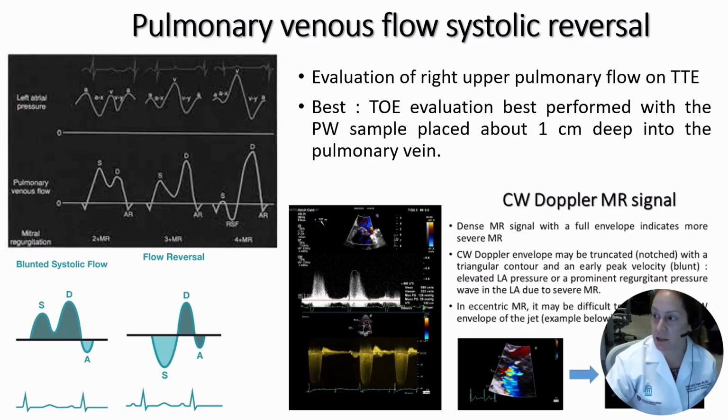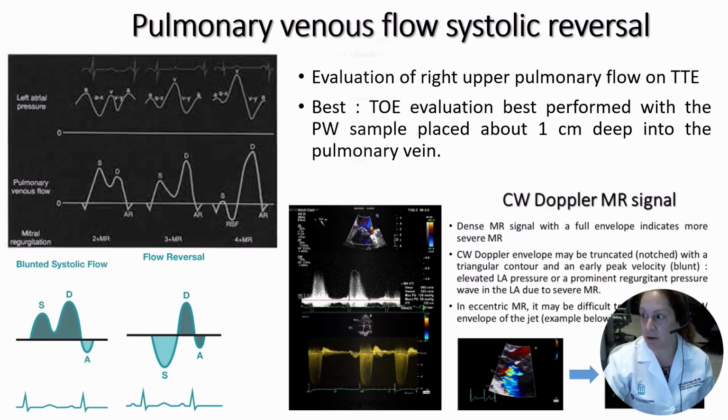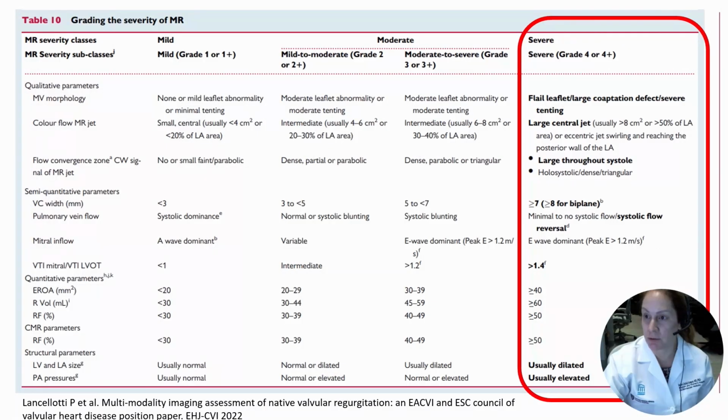Then important are the signals. There is the pulmonary venous flow systolic reversal, but many times, because of atrial fibrillation or elevated filling pressures in the LV, we will see blunting of the signal, so it's not definitive. But if we see systolic flow reversal, then of course it indicates severe mitral regurgitation. Also important is the density of the MR signal with continuous wave Doppler. But again, in eccentric MR, it may be difficult to get a good shape of a dense mitral regurgitation signal.